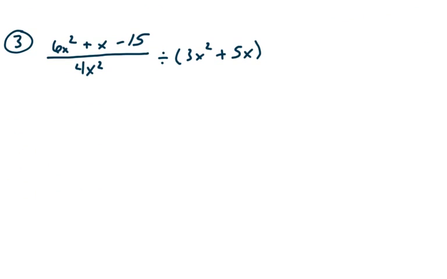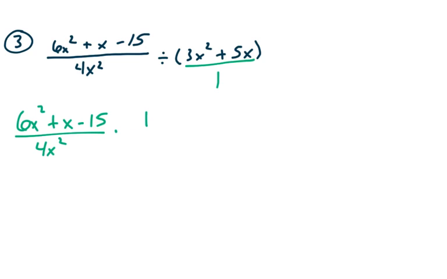All right, number 3, (6x squared plus x minus 15) all over 4x squared, divided by 3x squared plus 5x. Since we don't have a fraction in the second part of the expression, we can make it a fraction by putting it over 1. Then when we multiply, it's going to be (6x squared plus x minus 15) over 4x squared times 1 over (3x squared plus 5x).